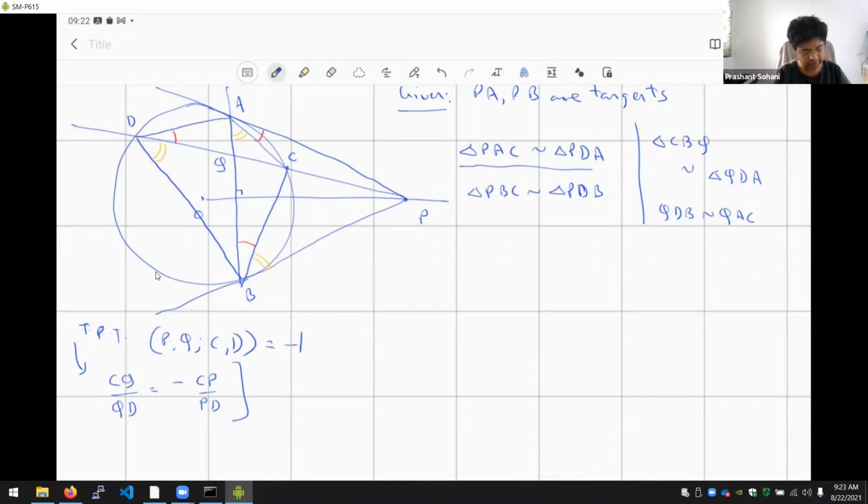Because even if you look at the first pair which I wrote, if I try to write the ratios, because I'm interested in the CP upon PD part, what will I get? PA upon PD equal to AC upon DA equal to PC upon PA. So if I cross multiply the terms, I'm not getting CP upon PD, I'm getting CP into PD.